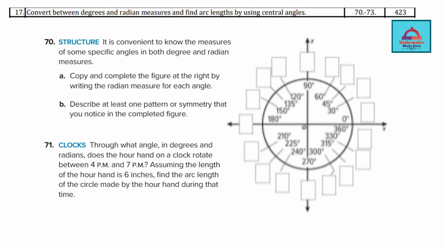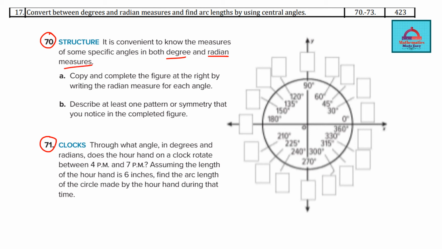So now we've come to one of the most interesting questions of trigonometry that we are going to be solving, question 70 and question 71. These are given in your math book for all grade 10 students on page 423. Let's discuss two of them. Now here for question 40, let's read first. It is convenient to know the measures of some angles in both degrees and radians. Quite true. I hope that by now you know the conversion as well.